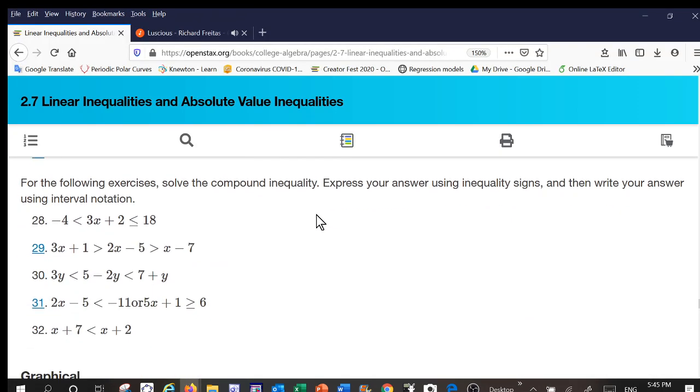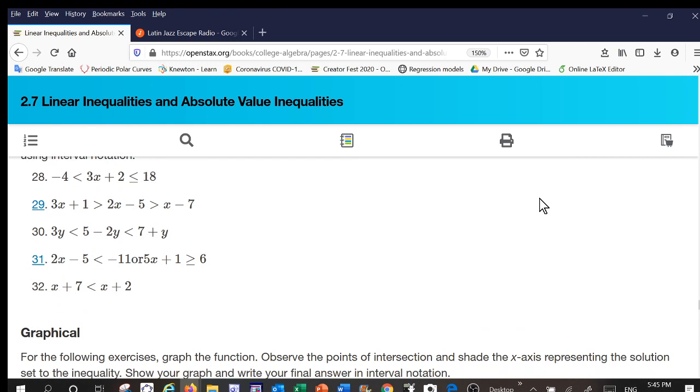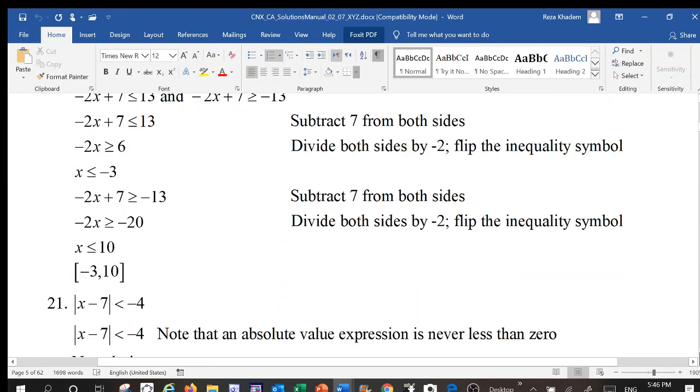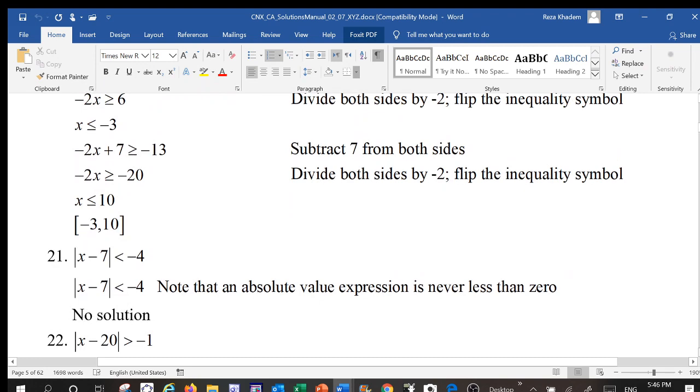Okay, next, let's do one of these. It says, for the following, solve the compound inequality. Express your answers using inequality signs, and then write your answer with interval notation. So let's do number 30. So how do we do number 30? Well, this shortcut doesn't work for number 30, right? The shortcut doesn't work, so we're going to have to think of another way to do it.